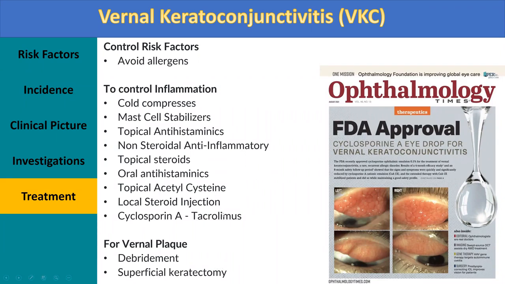Also, tacrolimus eye ointment can be used by the same mechanism, as an immune suppressive. For this disease, which has an underlying immune process, they will be helpful to control the immune process and relieve the inflammation. For the vernal plaque, we do debridement. We remove the plaque to allow the epithelium to heal, or if it is causing a superficial scar, especially if it is visually significant, we do superficial keratectomy. Okay.